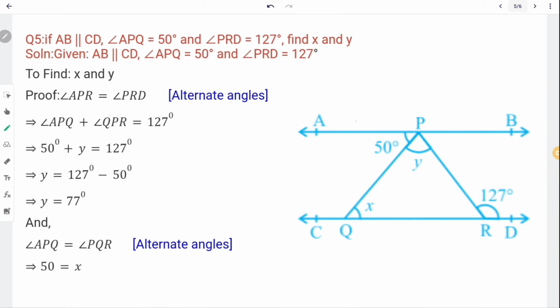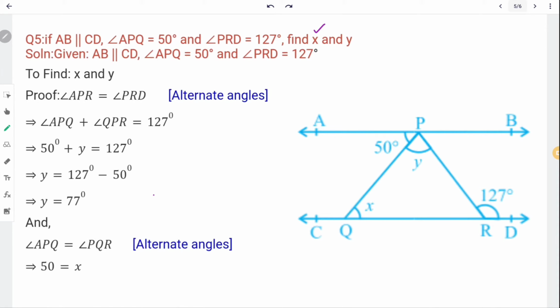Okay, question number 5, AB. So once again, this line is parallel to this line again. And APQ, the question gave us 50 degrees, and also PRD, right? PRD, this is 127 degrees. What are we asked to find? We're asked to find angle X and angle Y, right? So this and this is what we're going to be finding. So let's start one after the other.